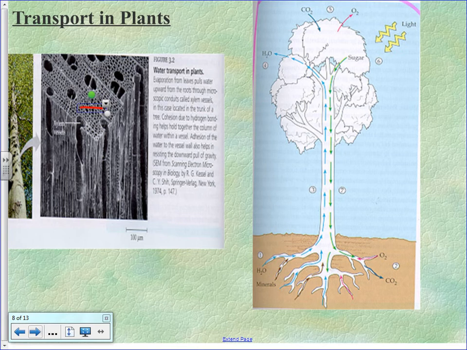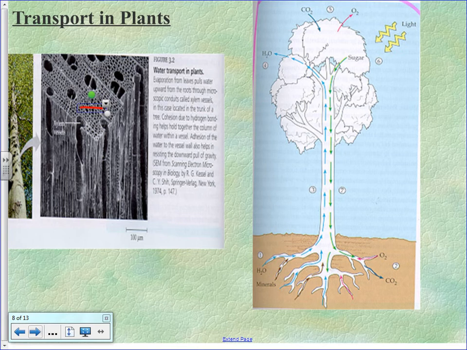But a plant, a tree, has to be able to transport water 60 to 100 feet, which is a long way. If those columns are small enough and they're separated, then it can work. And so that's the reason why these cells or these tubes have to be so small.